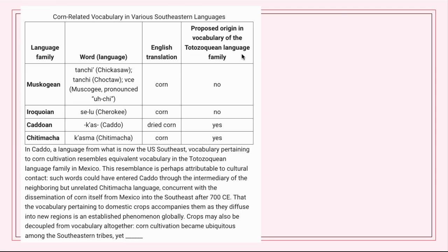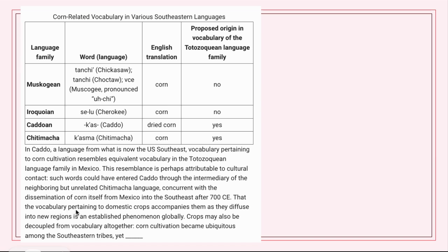In Caddo, a language from what is now the U.S. Southeast, vocab pertaining to corn cultivation resembles equivalent vocab in the Totozocan language family in Mexico. This resemblance is perhaps attributable to cultural contact. Such words could have entered Caddo through the intermediary of the neighboring but unrelated Chitimacha language, concurrent with the dissemination of corn itself from Mexico into the southeast after 700 CE.